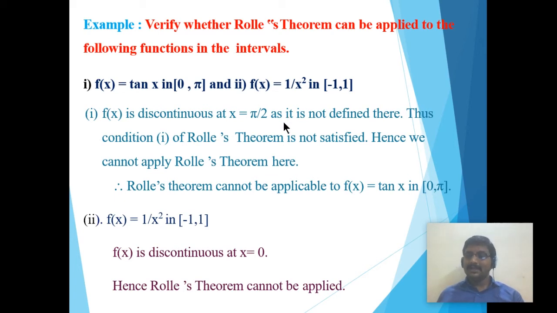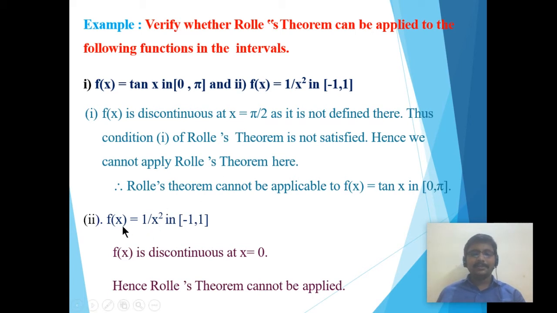So f of x is not continuous at the point x equal to pi by 2. Not continuous means discontinuous at the point x equal to pi by 2. Thus the condition 1 of Rolle's theorem is not satisfied. Hence we can't apply Rolle's theorem here. So Rolle's theorem cannot be applicable for the function f of x is tan x in the interval 0 comma pi, because the first condition of Rolle's theorem is not satisfied. What is first condition? f of x must and should be continuous in the given closed interval 0 comma pi. Here f of x is not continuous at a particular point pi by 2. So f of x is discontinuous at the point pi by 2. So Rolle's theorem cannot be applied.